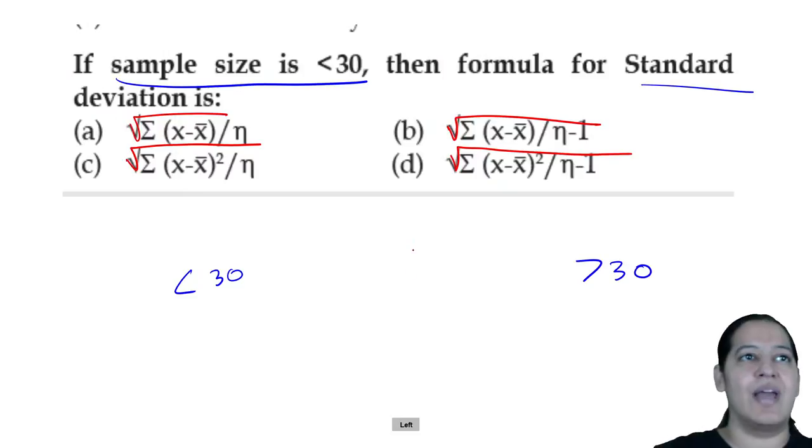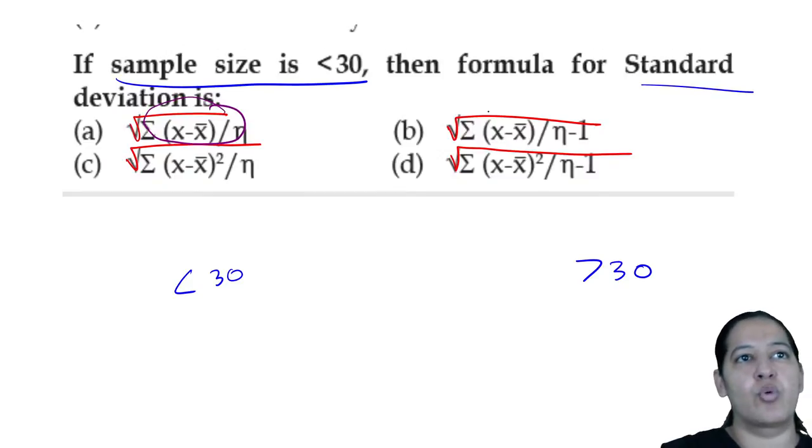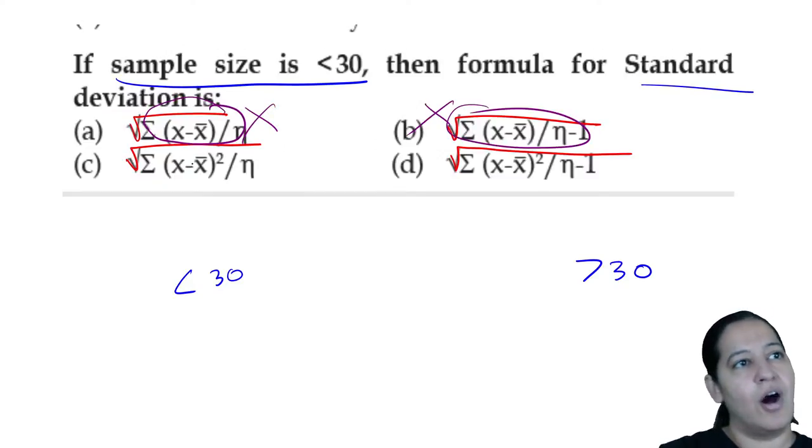Yes, Amish is right. So the correct answer here is D. So if you take the square root, there should be a square. In the first two formulas there is no square. You can see there is no square, directly the square root has been taken. So the first two formulas are incorrect. The third and fourth are right.